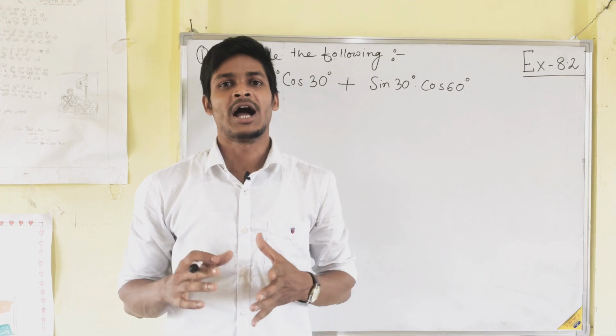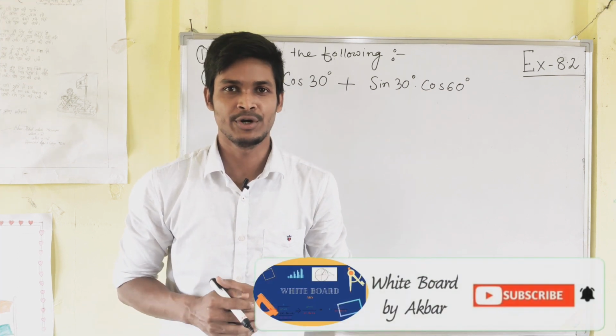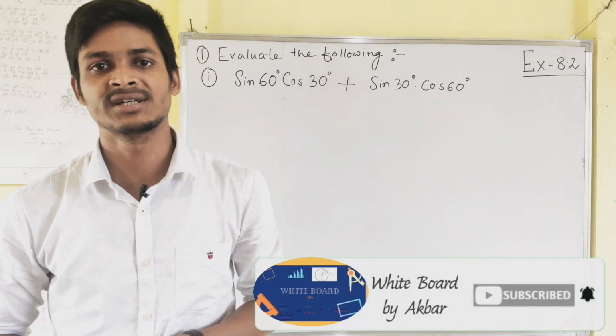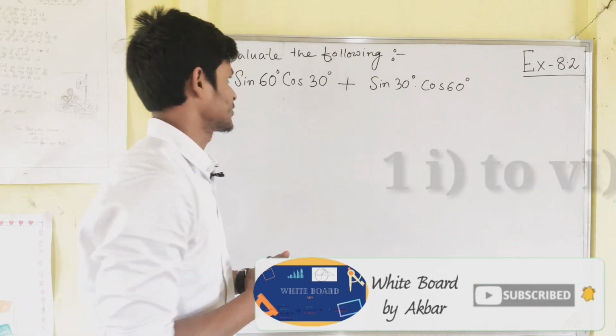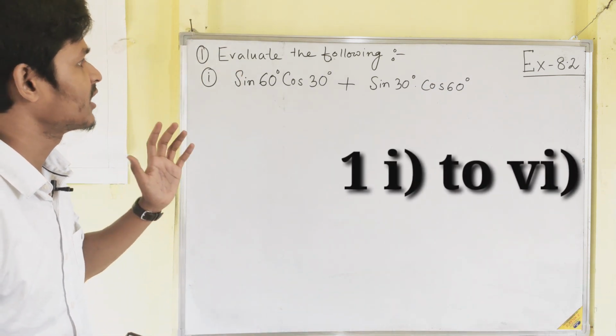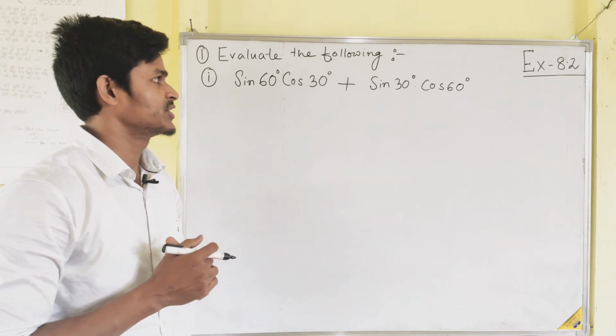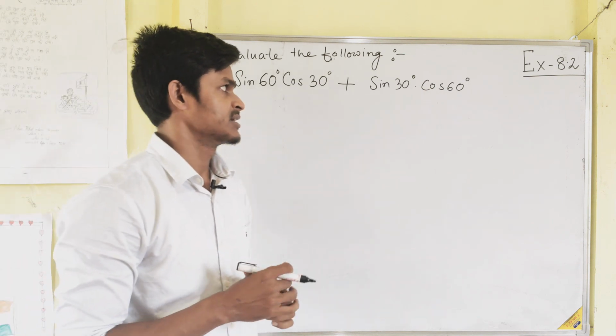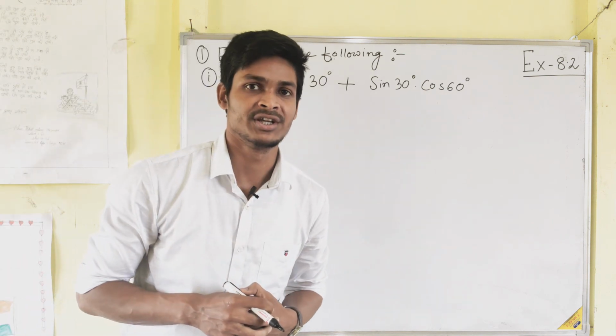In this video, I am going to start your exercise 8.2 question number 1, all the parts, that is 1 up to 7. The first, number 1: evaluate the following. Sin 60 degree cos 30 degree plus sin 30 degree cos 60 degree.